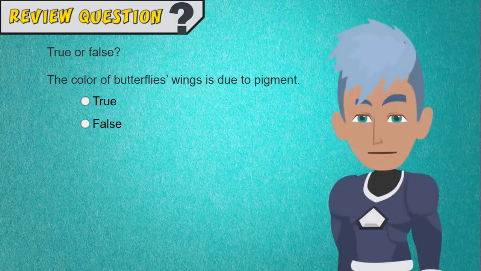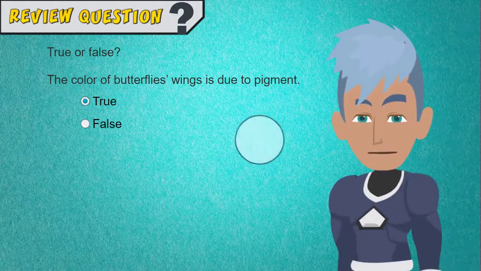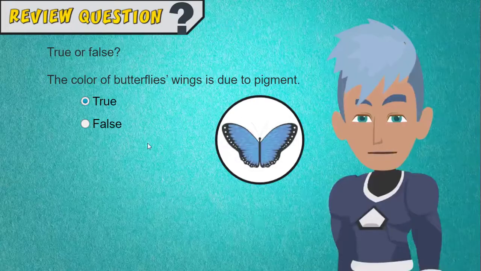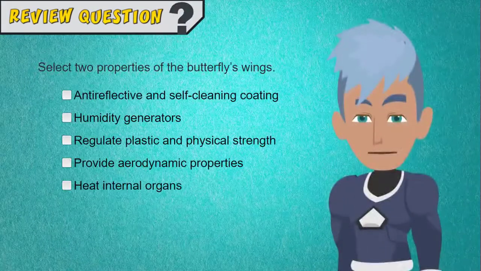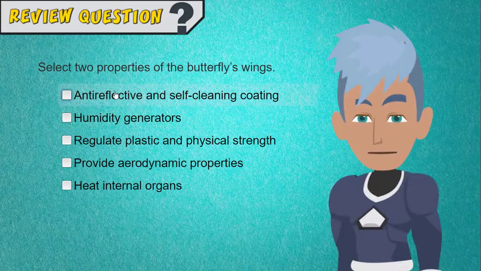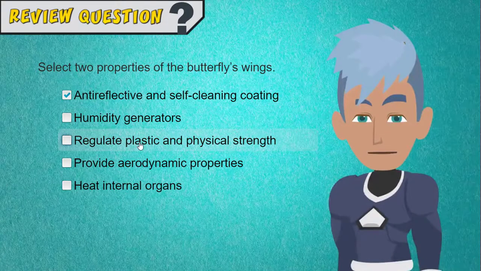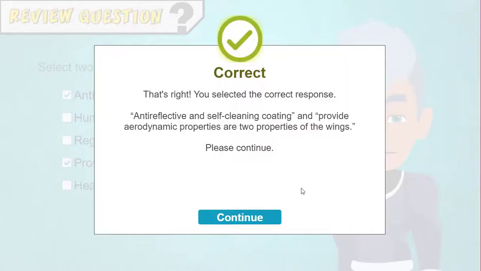True or false? The color of the butterfly's wings is due to pigment. Select two properties of the butterfly's wings. Anti-reflective and self-cleaning. That's right.